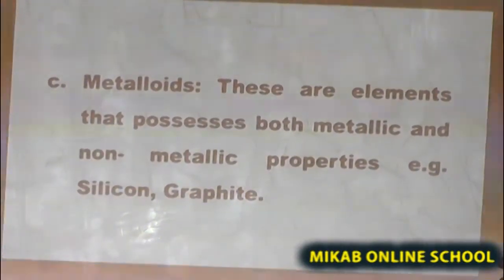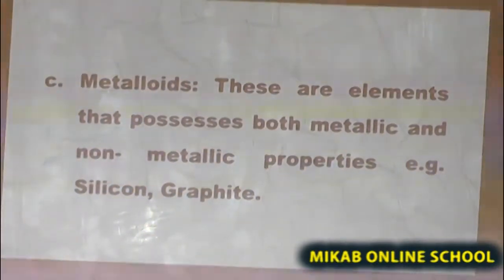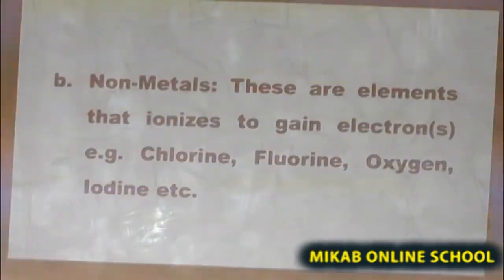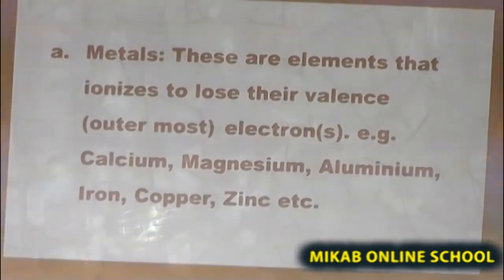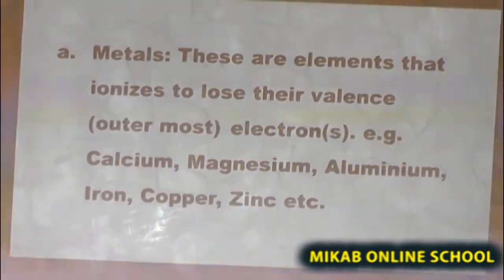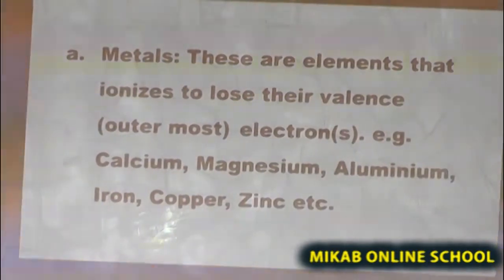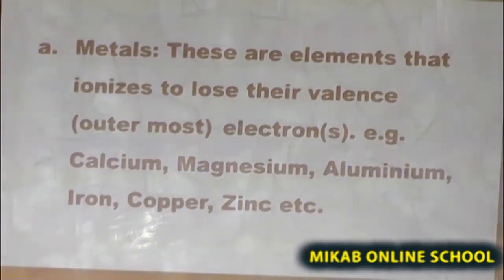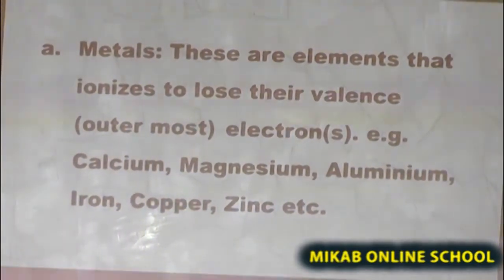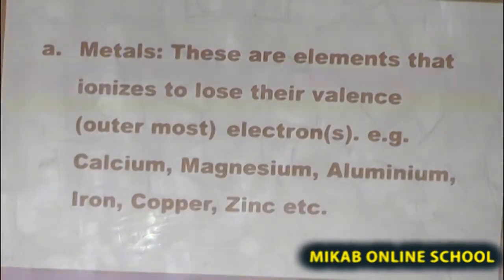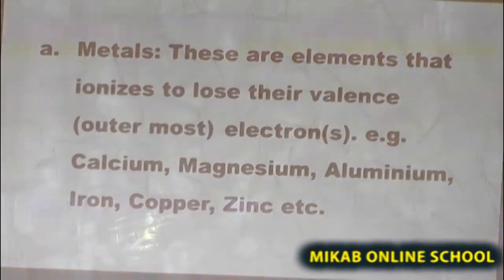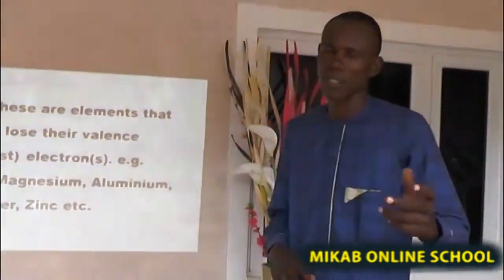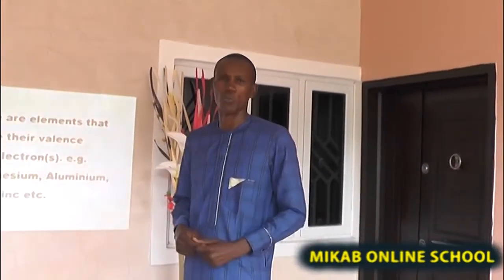Now, all elements, whether metal or non-metal or metalloid, are systematically placed in a table known as the periodic table. Of course, what are metals? Metals are chemical substances that ionize by losing their valence electron. And when we say valence electron, we mean outermost electron. After electronic configuration, the number of electrons left at the outermost shell is referred to as the valence electron. All metals ionize to lose this valence electron.